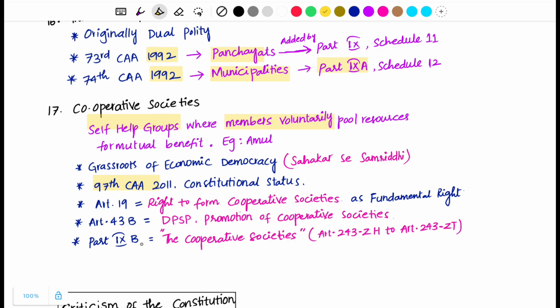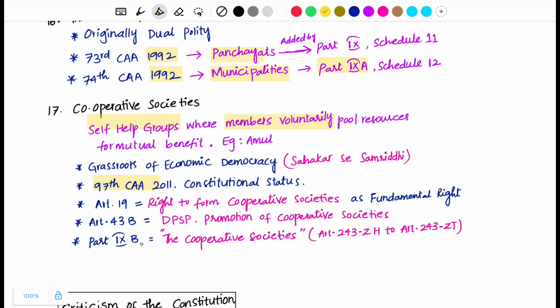Are the cooperative societies constitutional bodies? Yes, they are constitutional bodies. They got constitutional status from the 97th Constitutional Amendment Act in the year 2011. Article 19, a fundamental right, gives the right to form cooperative societies. Everyone has the right to form cooperative societies voluntarily. Article 19 guarantees it. It is a fundamental right.